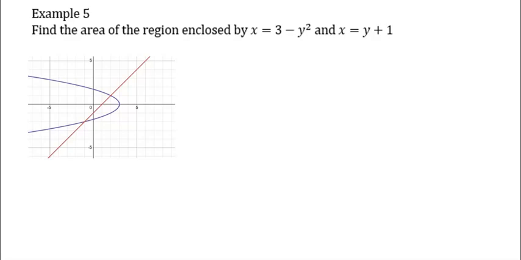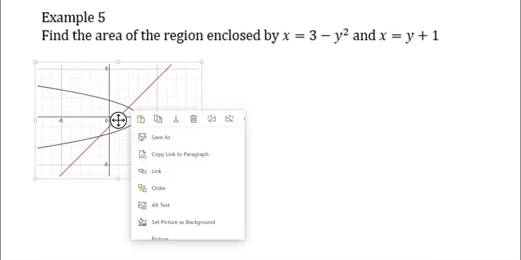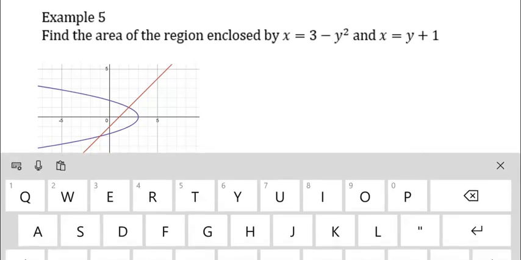In our next example, we want to find the area of the region bounded by the graphs of x equals 3 minus y squared and x is equal to y plus 1. This problem is a little bit different because now our equations are given to us in terms of y rather than in terms of x. Both of these equations are now solved for x.